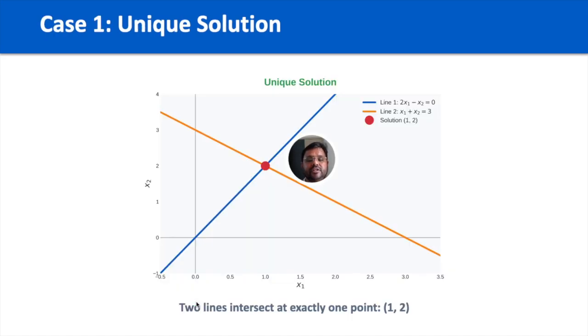So let us look at those scenarios. Here in this example I have drawn two lines. Line 1, the blue line, is 2x1 minus x2 equals 0. The second line, the orange line, is x1 plus x2 equals 3. Look at the meeting point in red, where the two lines meet. That point is (1, 2). This point is the solution of the system of these two lines.